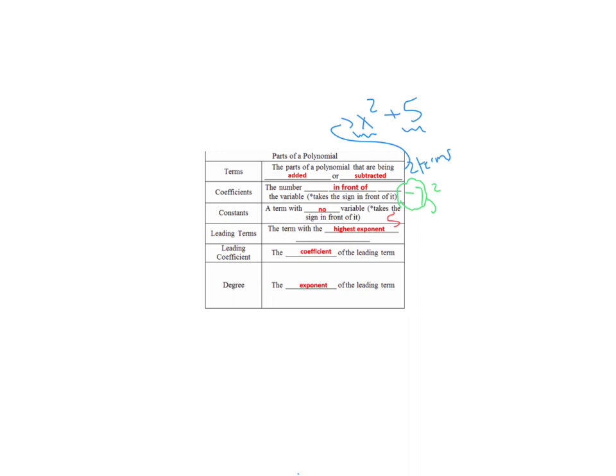Okay, your leading term is the term with the highest exponent. So you're going to look at all your terms, and whichever one has the biggest exponent, that's going to be your leading term. And the leading coefficient is going to be the coefficient of that leading term. So it's just the number that's out in front. Okay, and if we ask about the degree of a polynomial, degree is talking about the exponent of the leading term, which means you're looking at the highest exponent.